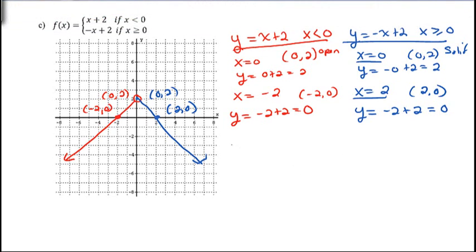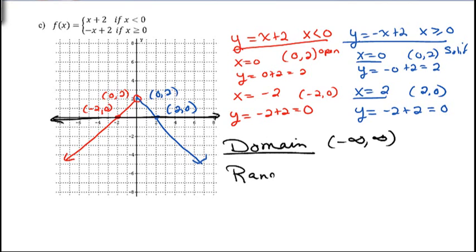Now we want the domain. Again, the domain are the x values. So this graph goes off to the left forever. It also goes off to the right forever because of these arrows. So that would be negative infinity to infinity. And there's graph everywhere in the middle as well.